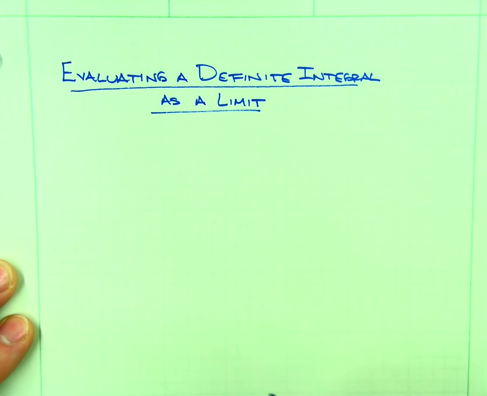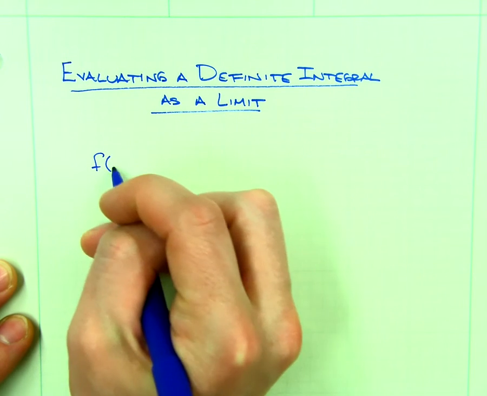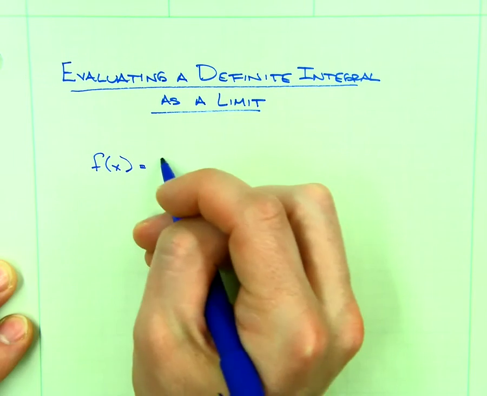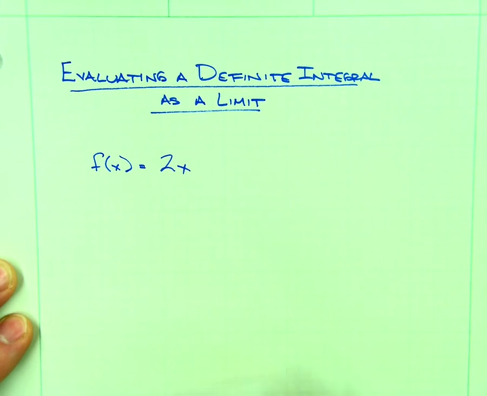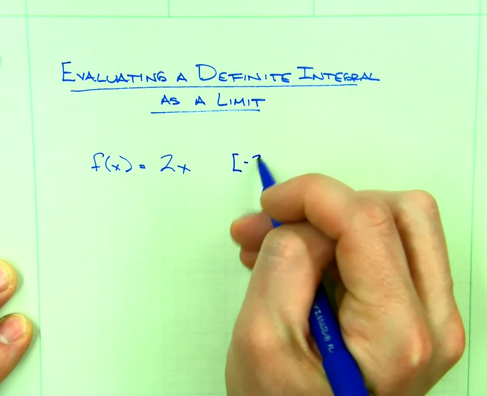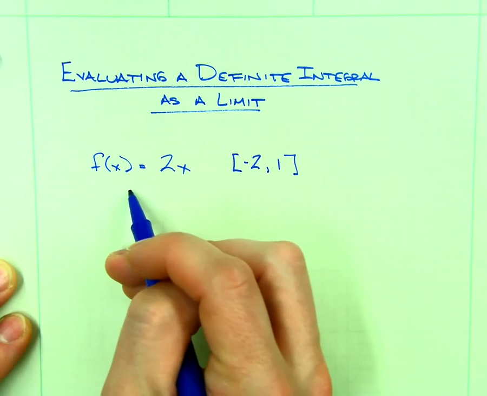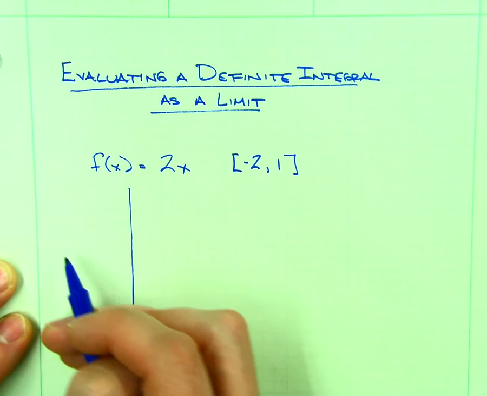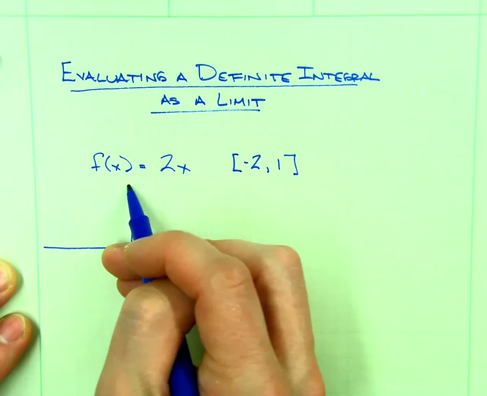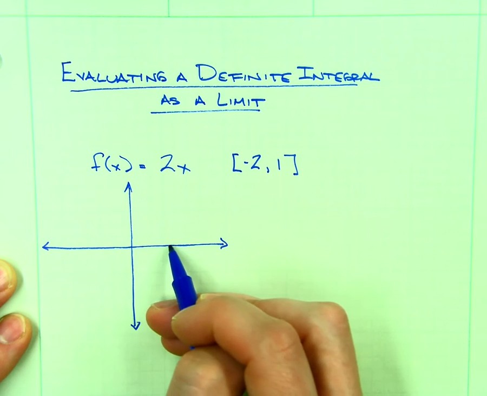So if I'm starting off with a function, say f of x is equal to 2x, a simple function, and I'm going to look at it over the interval -2, 1. Just so that I understand what is going on, and I encourage you to do this as well, anytime you're given a problem like this, go ahead and sketch it out.